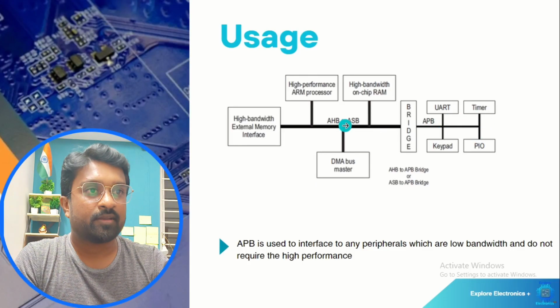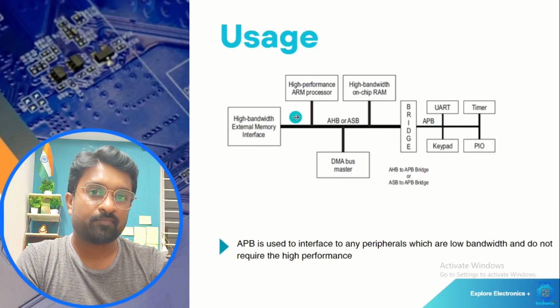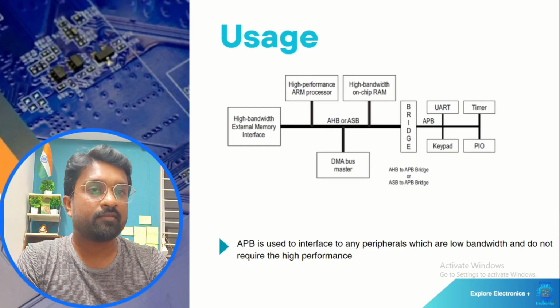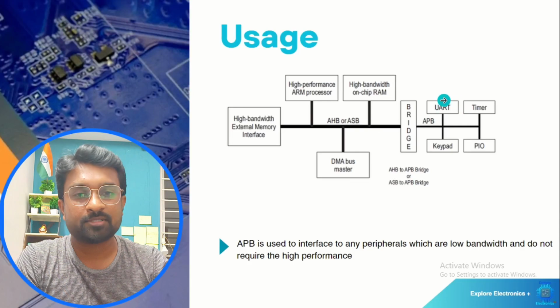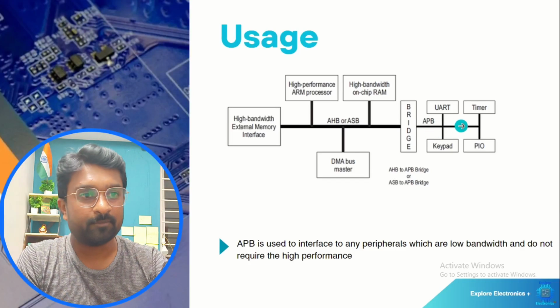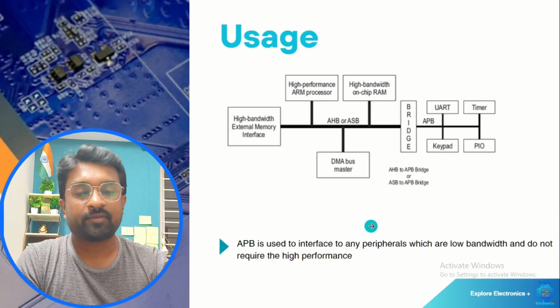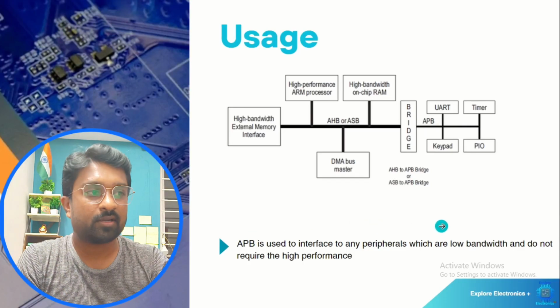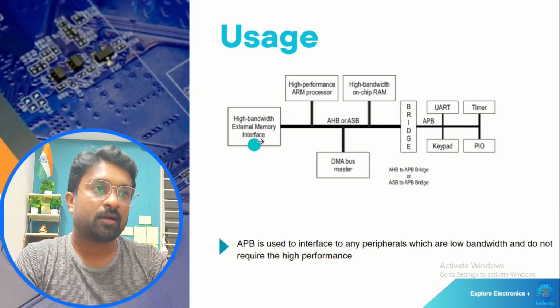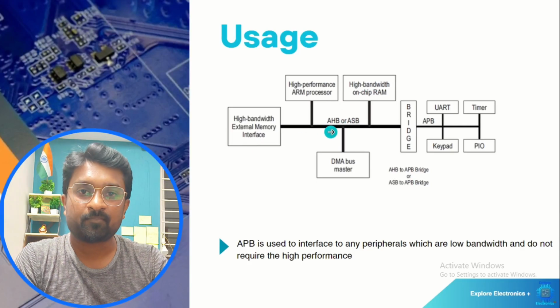What this indicates is, whenever a high performance peripheral is there in our SoC, we are going to connect it with AHB or AXI, such kind of protocols which give high performance. When there is a low performance or low bandwidth peripheral, we need to use a simple protocol, that is APB. So APB is used to interface any peripheral which is low bandwidth and where not much high performance is required, like UART, keypad, PIO, and timer. And high performance peripherals like the processor, memory control unit, or DMA master, and high bandwidth external interface or some RAM will be connected with AHB or AXI.